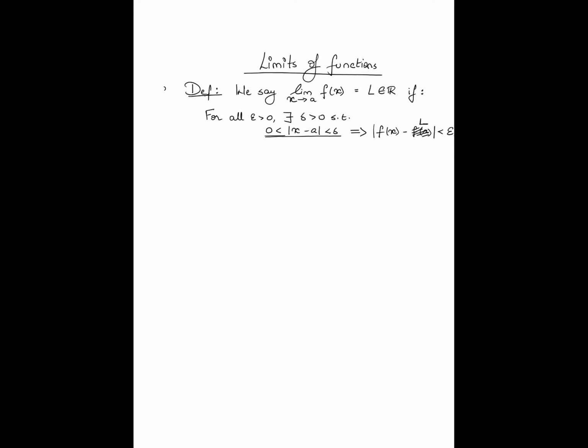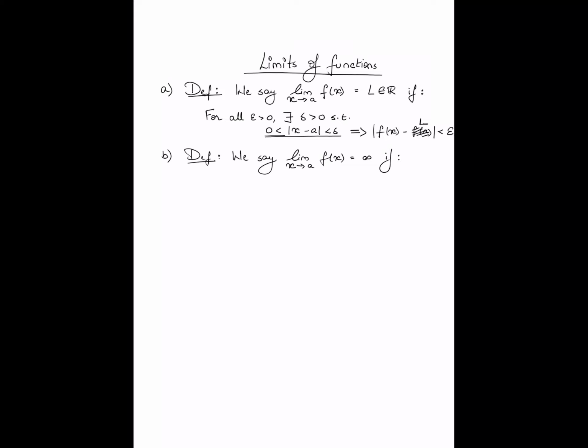Now clearly there are also going to be analogous definitions for what happens if L is plus infinity or minus infinity. So let me write the version for plus infinity, and the minus infinity step I will leave to you. So we say the limit as x tends to a of f of x equals plus infinity if the following condition is satisfied.